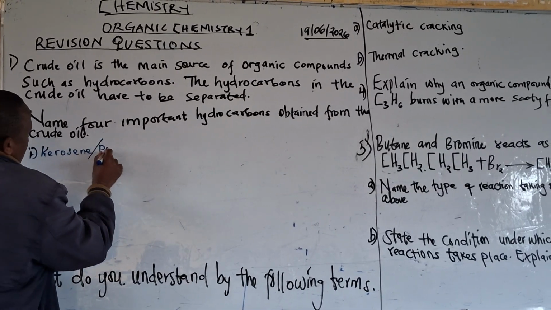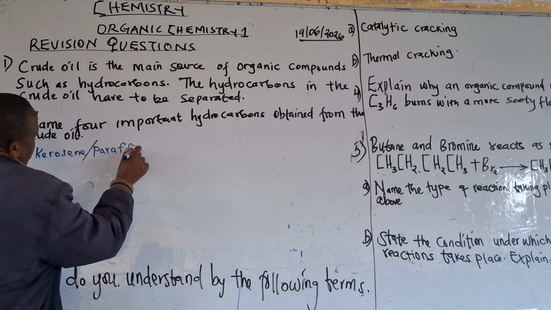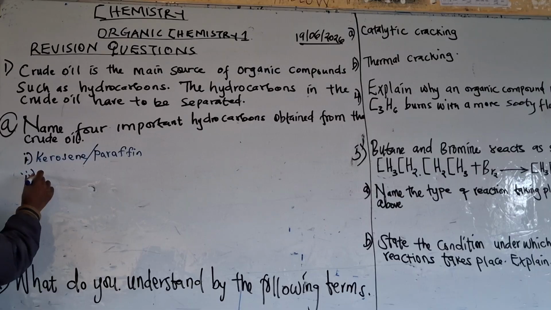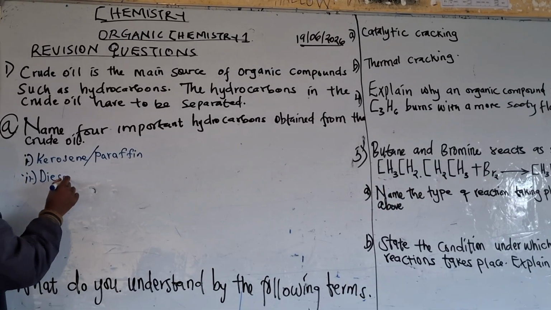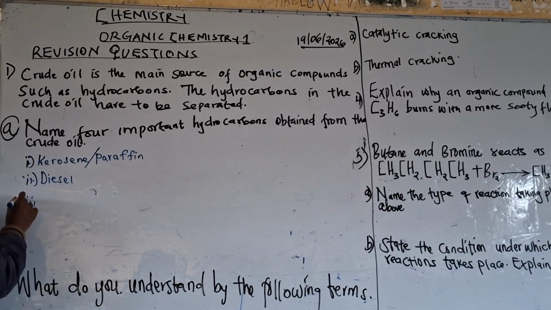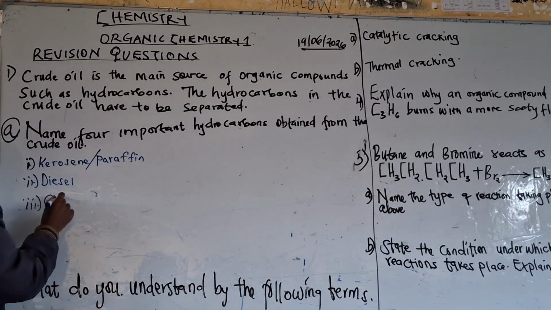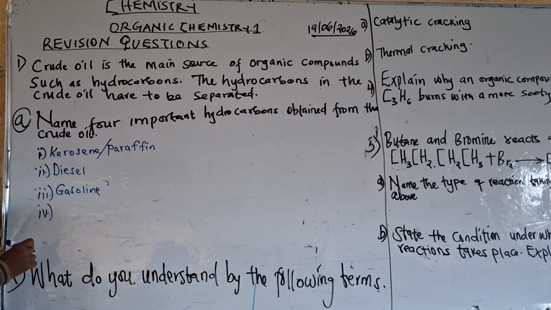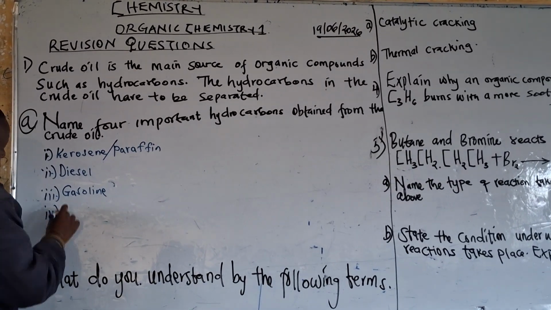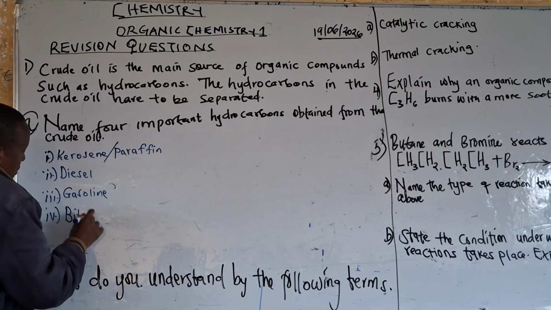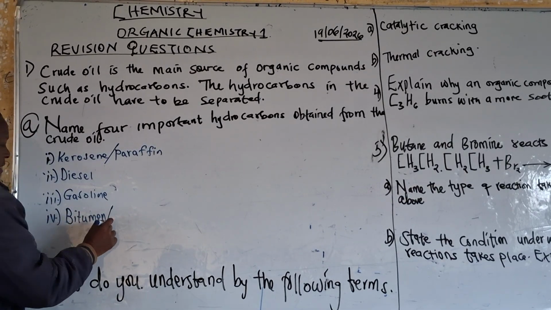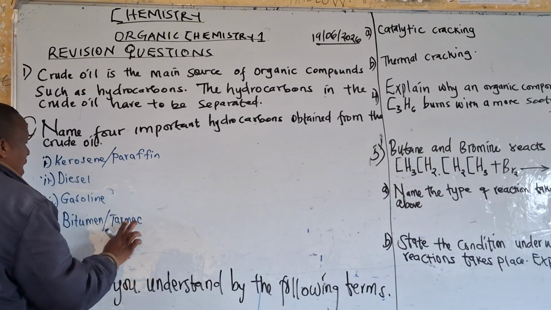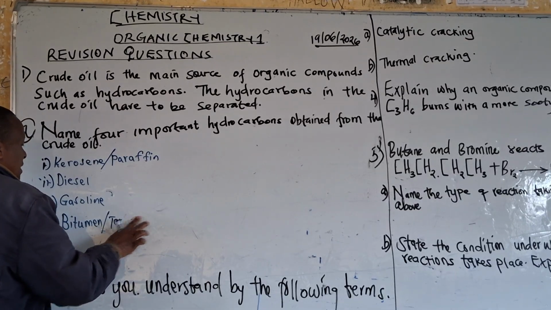Kerosene is the same as paraffin. Okay, paraffin. Another fraction is diesel. Another one is gasoline. Another one, you can be having bitumen. Okay. Bitumen is the same as tarmac or tar. Bitumen is the same as tar.